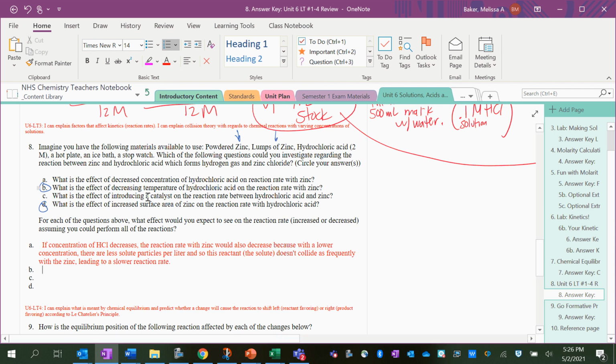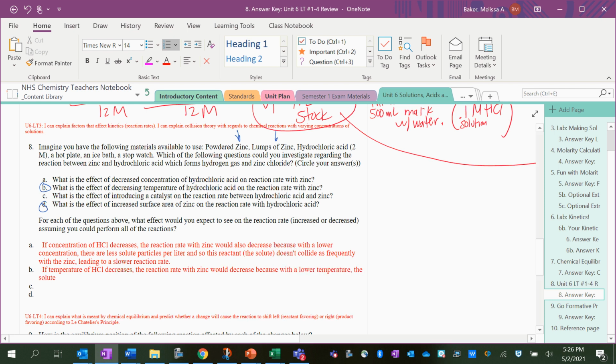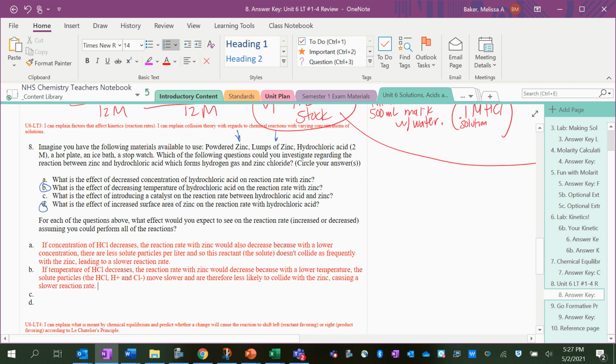What is the effect of decreasing temperature? If temperature of HCl decreases, the reaction rate with zinc would decrease, because with a lower temperature, the solute particles, the HCl, really H plus and Cl minus, because they dissolve into ions, move slower and are therefore less likely to collide with the zinc, causing a slower reaction rate. Right, if they're moving slower, then they're not going to collide as often.